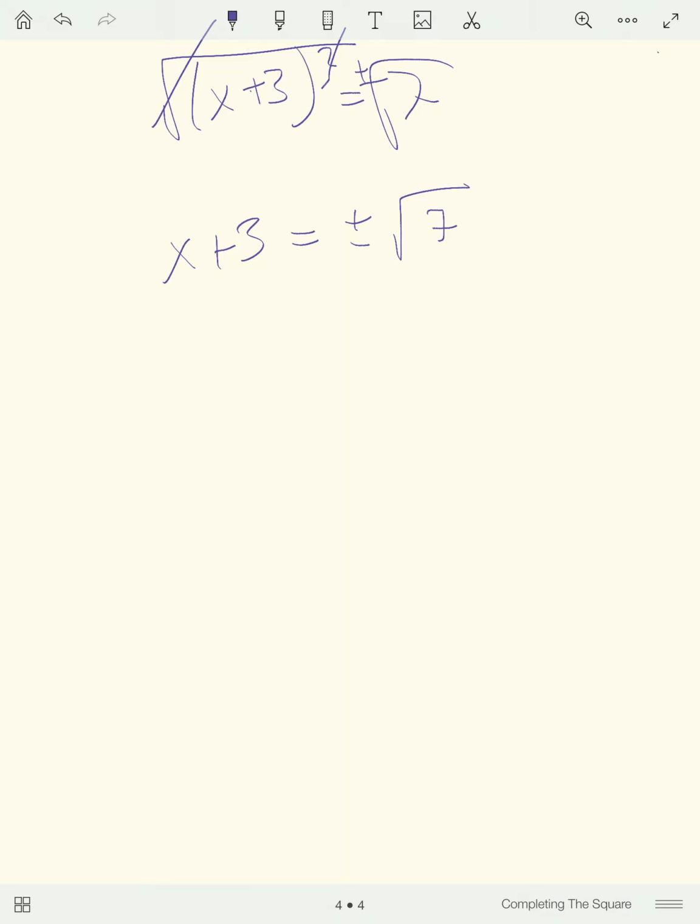Now only one thing left to do to solve for x. We subtract 3 from both sides, and we get x equals negative 3 plus or minus the square root of 7. You can also write that as two separate equations. One would be x equals negative 3 plus the square root of 7. The other would be x equals negative 3 minus the square root of 7.